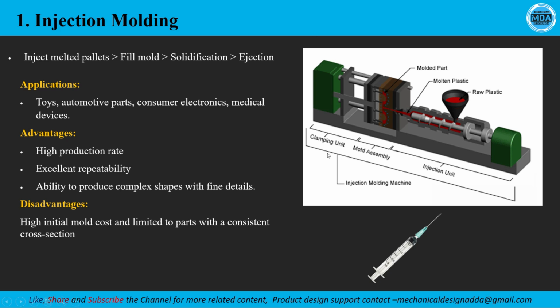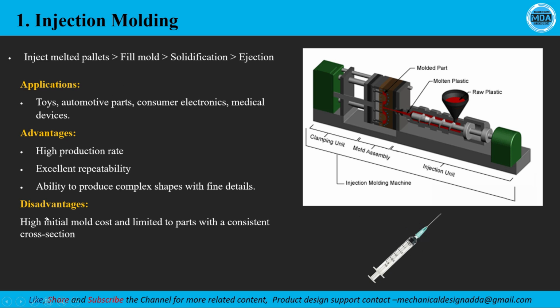It contains the clamping unit, mold unit, and the injection unit. So this is the complete injection molding machine. Generally we call it an IMM. The feeding of the material into the mold is based on an injection type process, so we are forcing the material into the mold. That is the principle; it is based on injection.